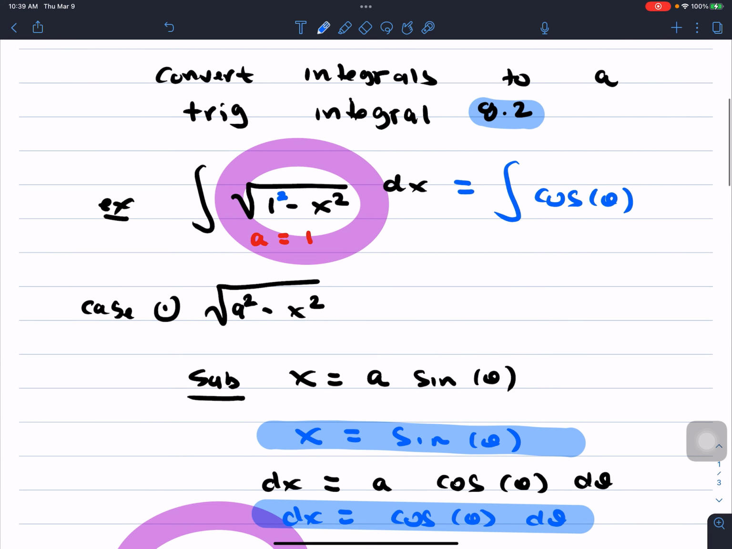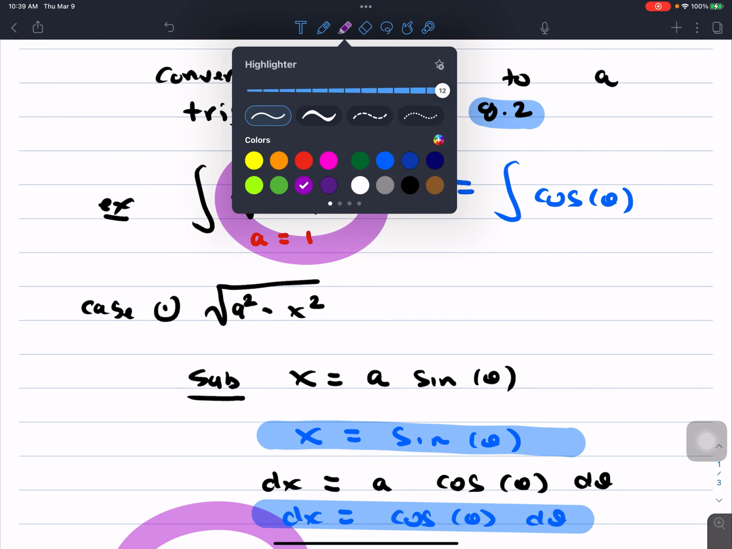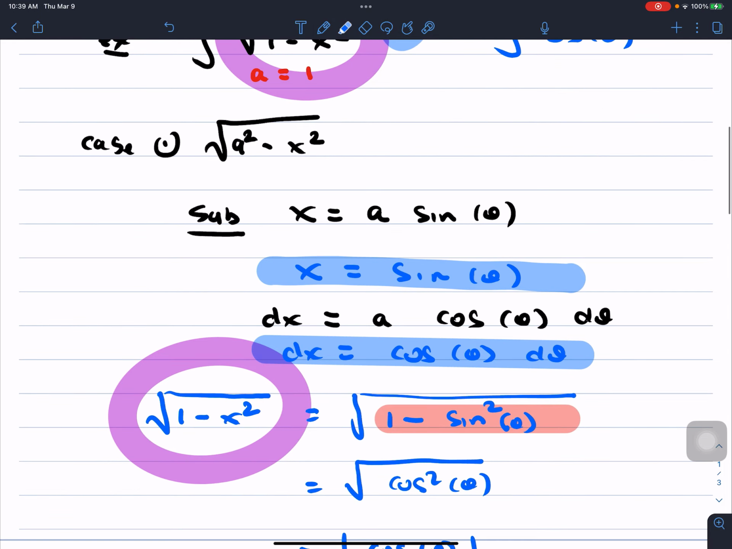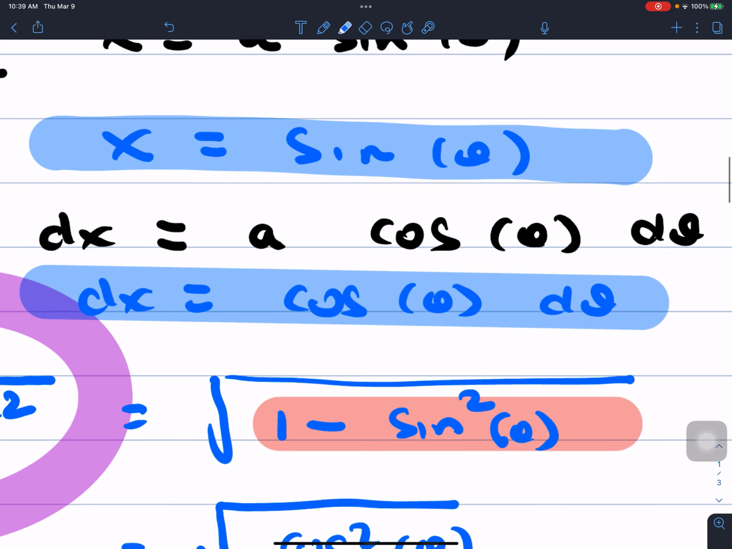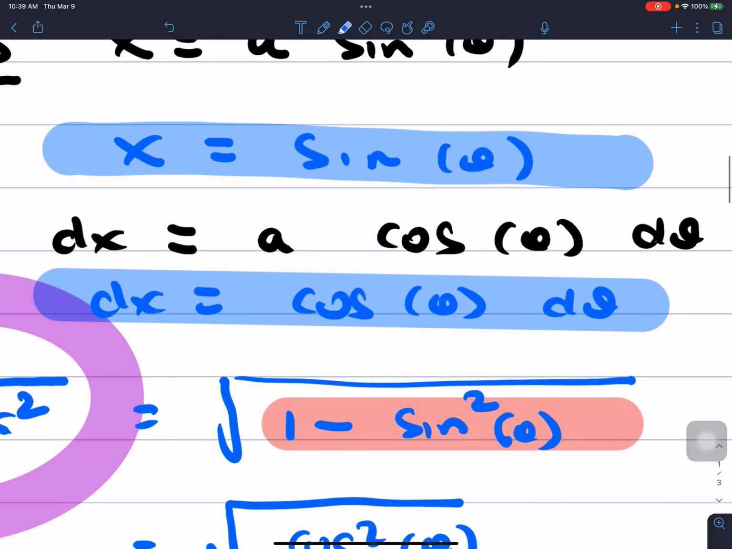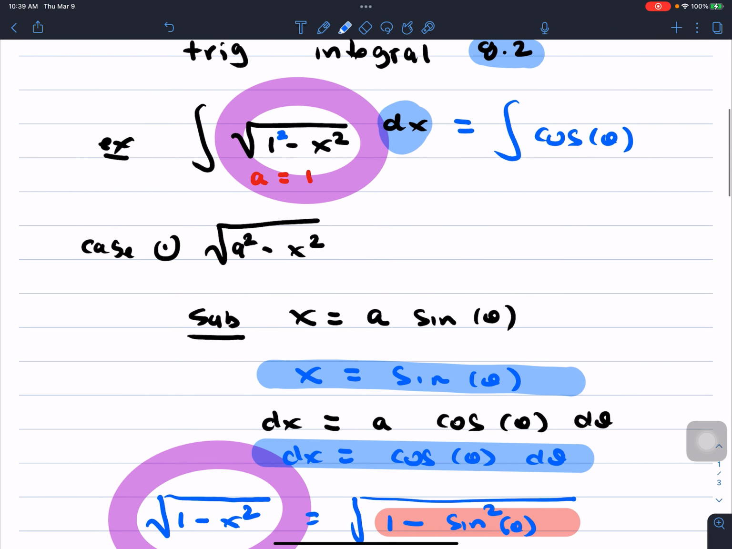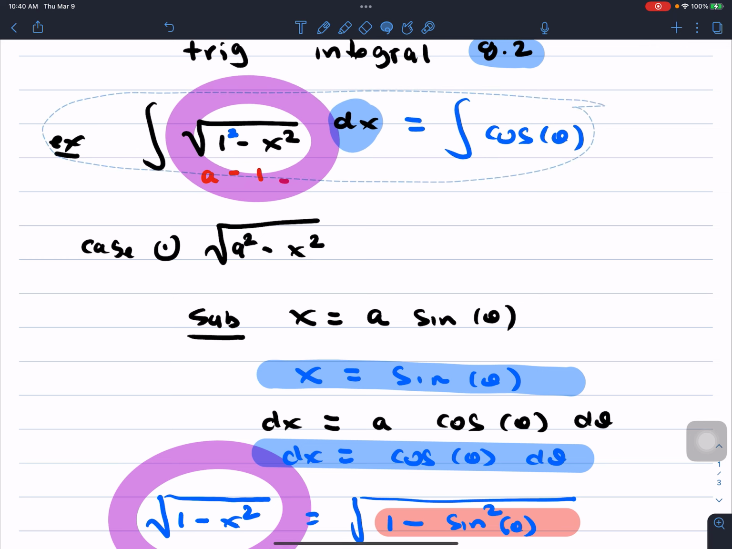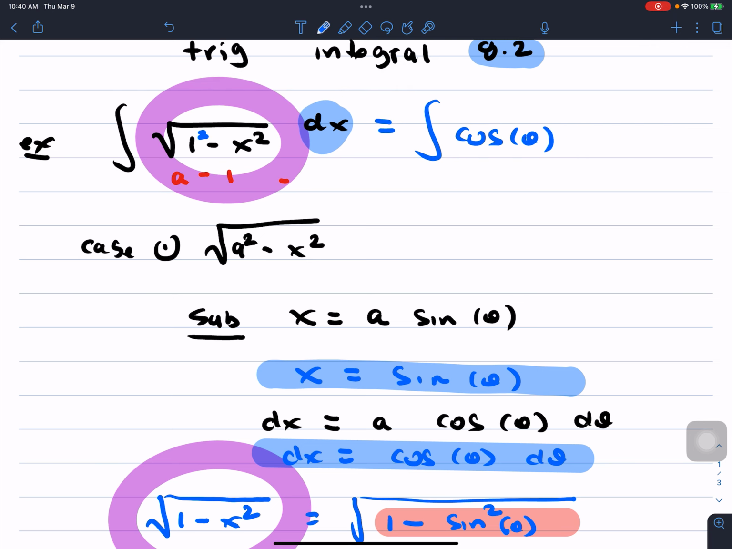But what do you need now? You need what here? What is dx? Dx is what? Also cosine theta, but it's cosine theta d theta. Okay? So what does that give you then, ladies and gentlemen? So you're going to do this. You're going to convert radicals that look like this. This becomes cosine theta d theta. Now that integral is really what? Cosine squared theta d theta.